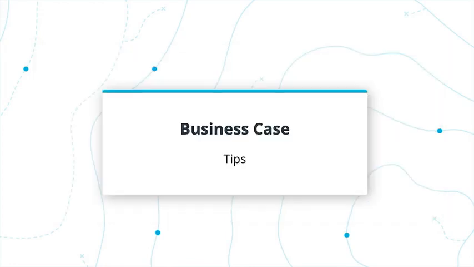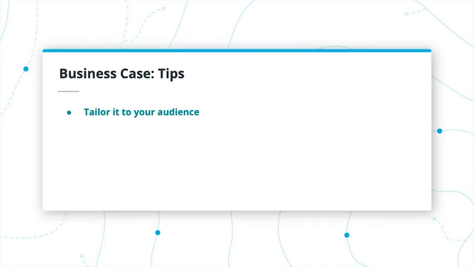Now I'm going to share a few tips about putting together a business case. You'll want to tailor it to your audience. Knowing your audience is super important. You should be aware of who you need to convince and get approval from, and tailor the business case to be super relevant to that person and make sure that you're answering all of their concerns. It's also important to use language that's familiar with your audience.